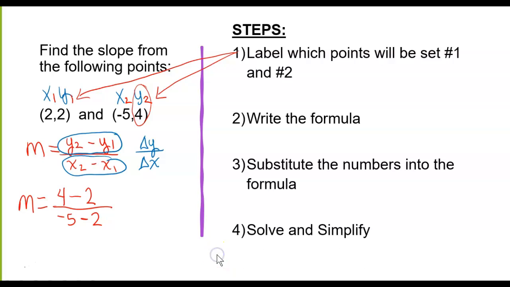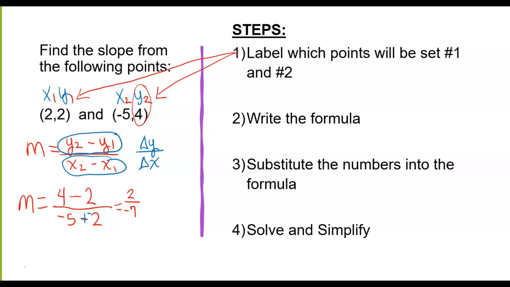And the last step is going to be to solve and simplify. So if we were to solve this, what is 4 minus 2? 2. What is negative 5 minus 2? Think about integer rules. Remember, when you subtract integers, it's the same thing as adding the opposite. The opposite of 2 is a negative 2. So now I have negative 5 plus a negative 2. That gives you a negative 7.